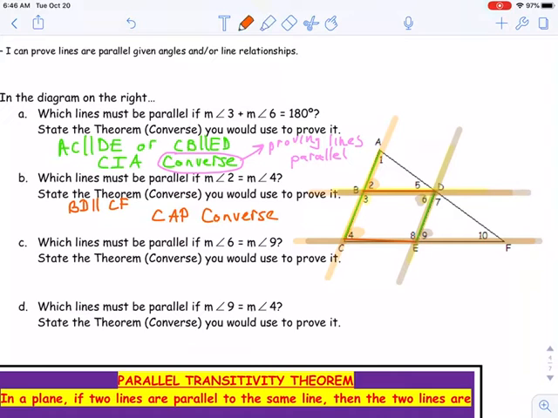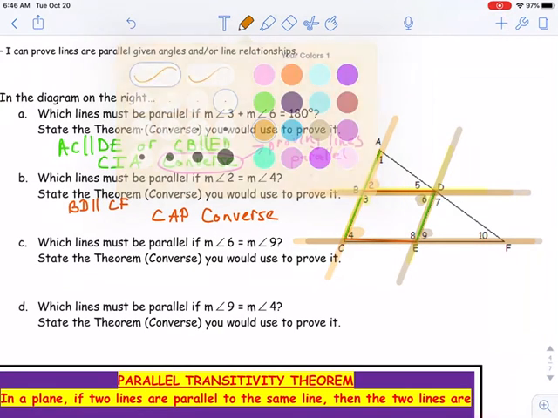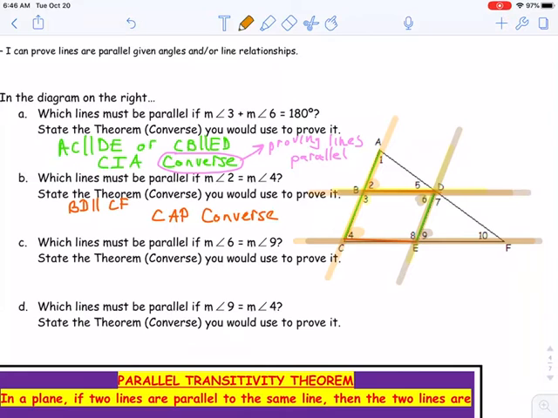Well, again, it's going to look very similar answer because we still have BD and CF. So it's the same answer as above, but for different reasons. Why? What's the relationship with 6 and 9? Alternate interior angle converse.